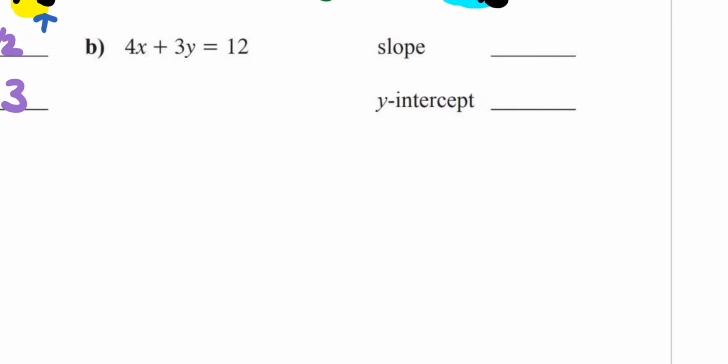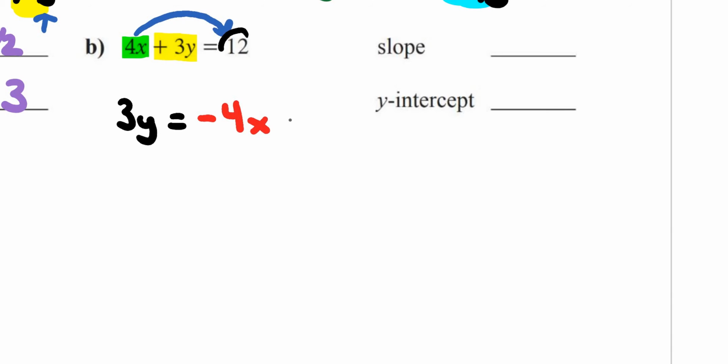Okay, so for question 2b here, let's go ahead and isolate the y term, which is 3y. And our goal now is to start removing terms here. So let's move the 4x to the other side here. And if I do that, I get 3y equals negative 4x, and then this 12 is positive, so it remains as positive 12. All right, our goal is to isolate for the y variable. So let's go ahead and divide both sides by 3.